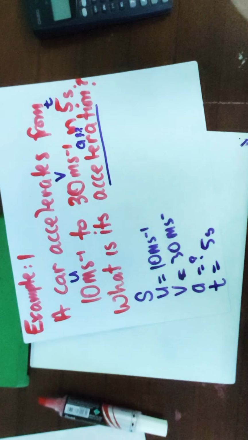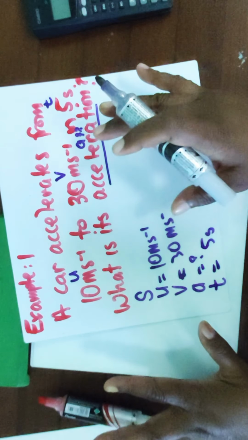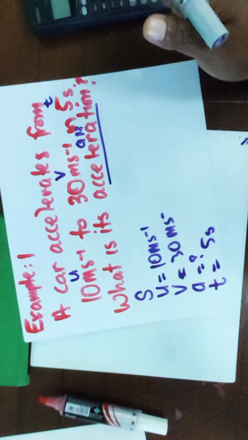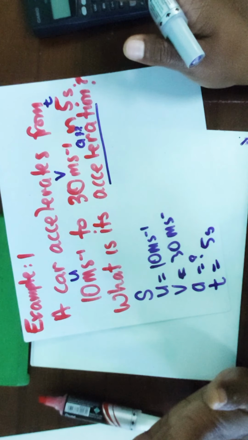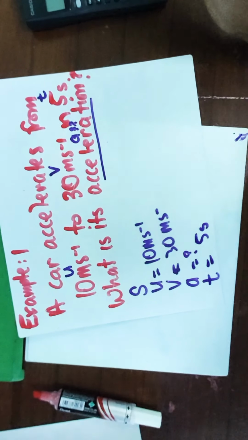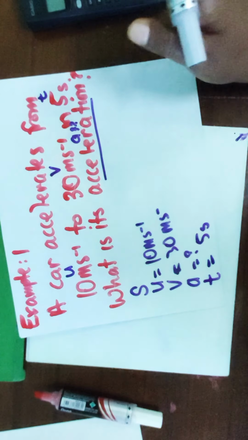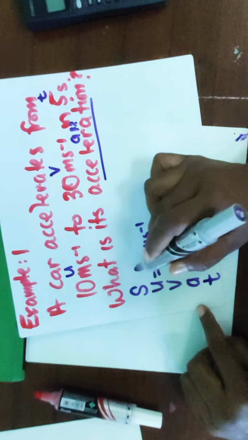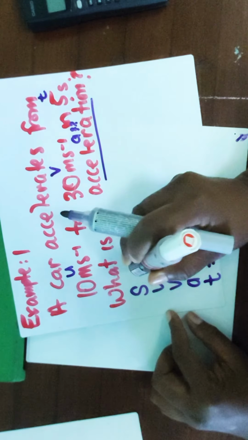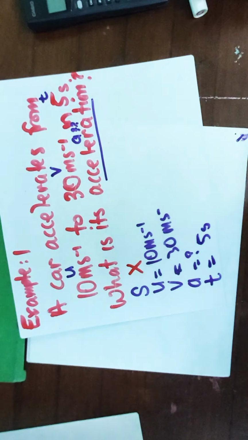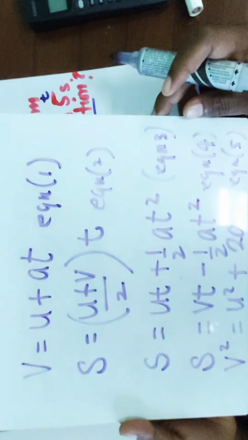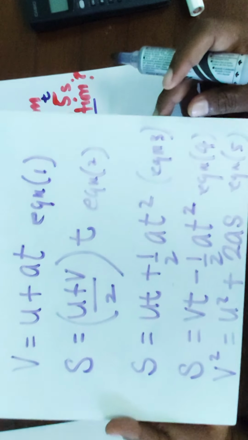You notice that in any of this, displacement was not mentioned. It was not mentioned at all. So that's our clue. Whatever variable is not mentioned, we're going to choose an equation that does not have that variable in it. So here, notice that displacement is not mentioned. So you're going to choose an equation from here that does not have displacement in it. Which one would that be?